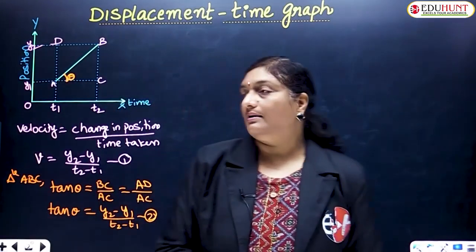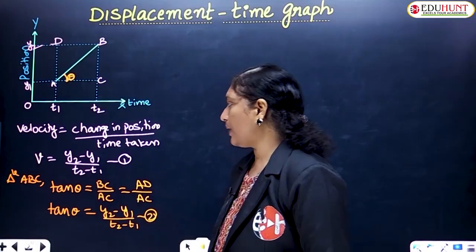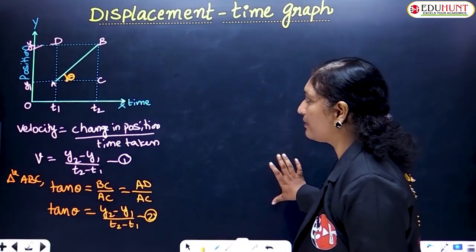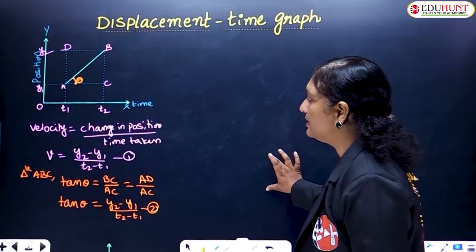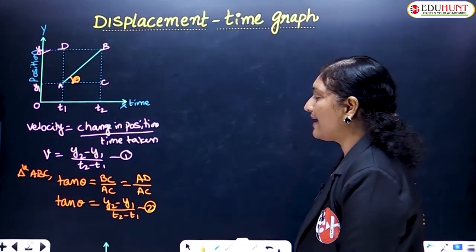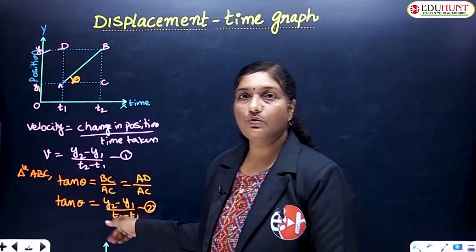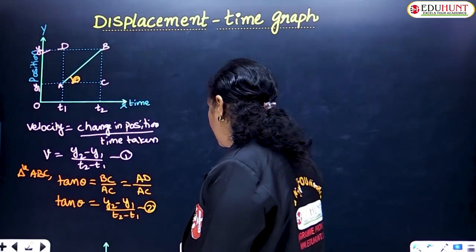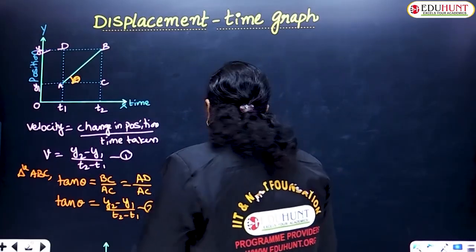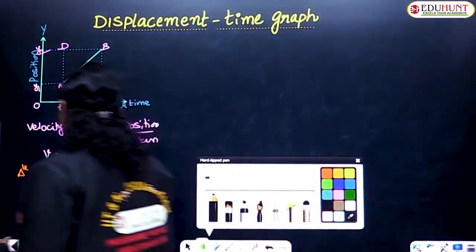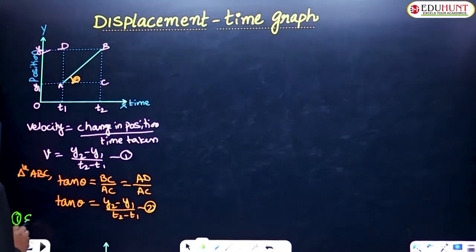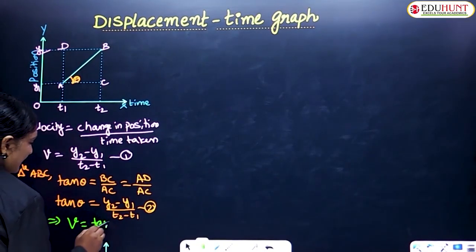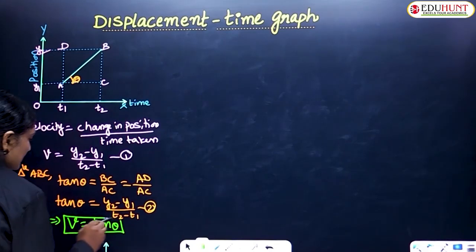It's very clear that from equation 1 and 2, we have observed the value of V as y2 minus y1 by t2 minus t1. Similarly, we observe the value of tan theta as also y2 minus y1 by t2 minus t1. Hence, we can conclude that from equation 1 and 2, V is equal to tan theta. V can also be written as tan theta.